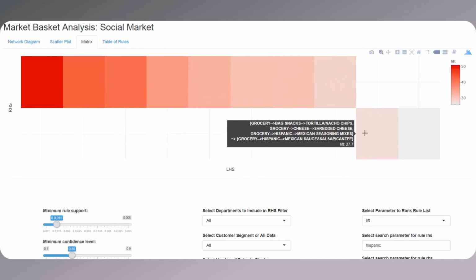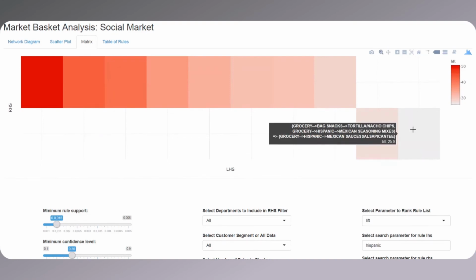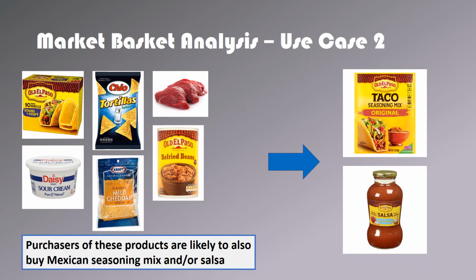Here we've got a combination of items that predicts purchase of salsa. We've got tortilla nacho chips, shredded cheese, seasoning mix. And here we've got tortilla or nacho chips and seasoning mix. As we saw from our review of the charts, purchase of items on the left-hand side of this slide predicts greater likelihood of purchase of the items on the right, Mexican seasoning mix or salsa. Interestingly, we found once again that this relationship holds for all segments except segment 5, shelf price spenders. This suggests that the shelf price spenders may have different shopping habits and preferences than the remaining Social Market customers.